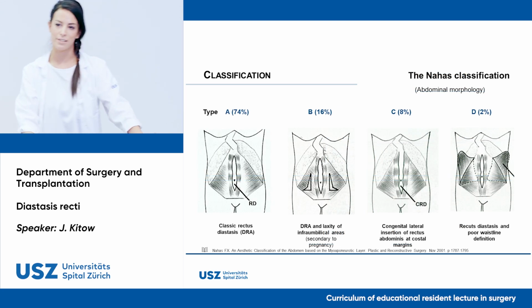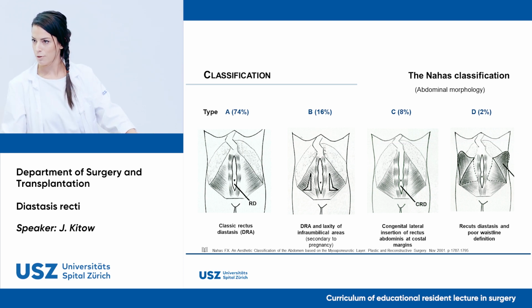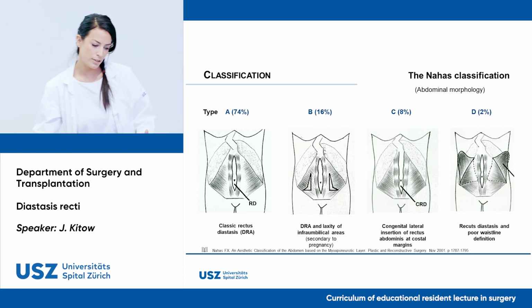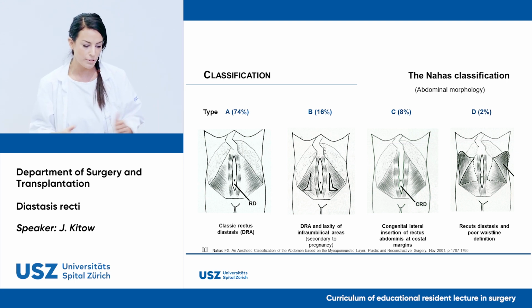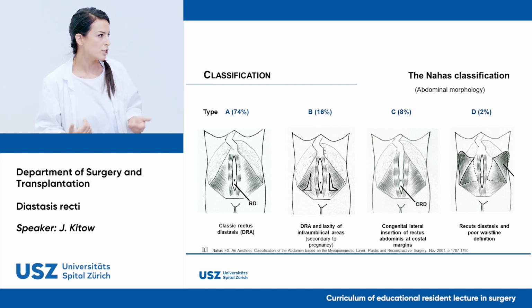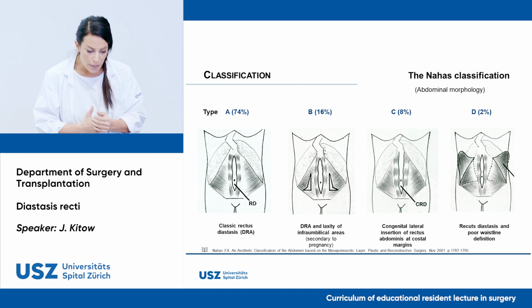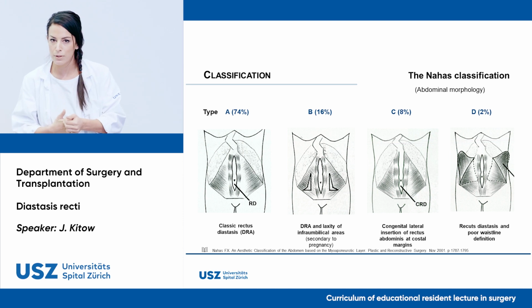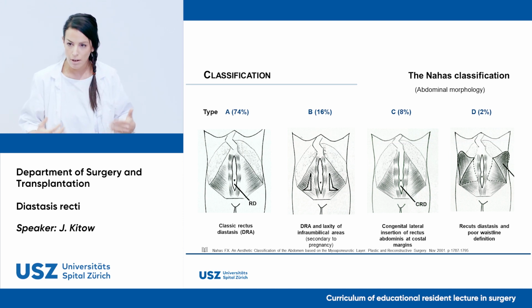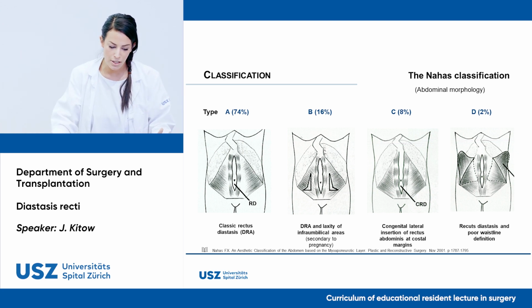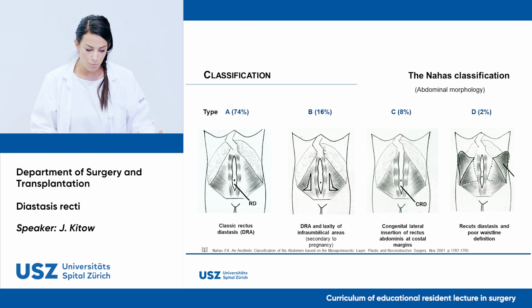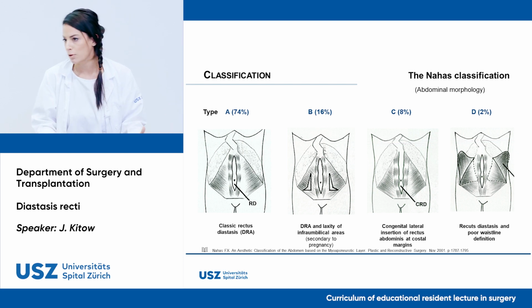And then there's the Nahas classification, using the abdominal morphology. So they separated the rectus diastasis in 4 types. Type A would be a classic rectus diastasis, which you will find in patients with central obesity. Type B is a rectus diastasis combined with infraumbilical laxity, often found after pregnancy. Type C is a congenital lateral insertion of the rectus abdominis muscles on the costal margins. And type D would be a rectus diastasis in combination with a poor waistline.